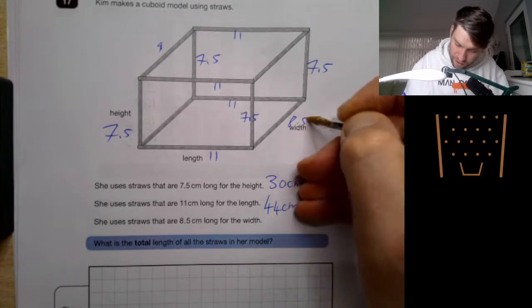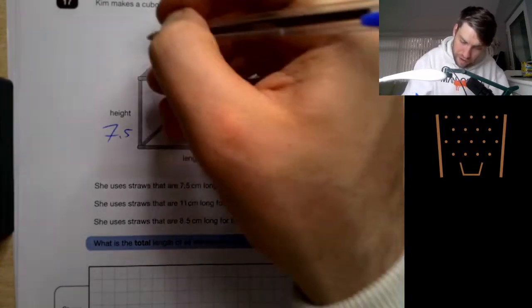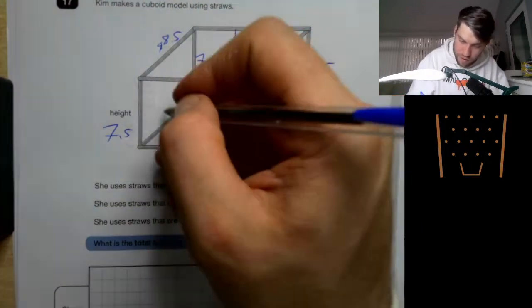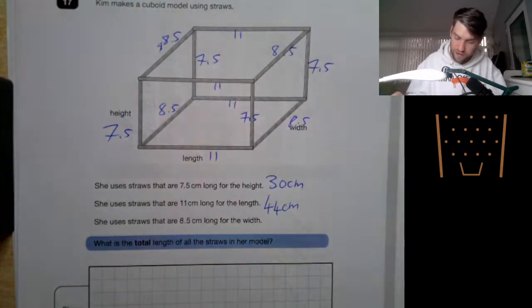That's 8.5. 8.5. 8.5. Got any more? 8.5. So it's basically 4 of each, isn't it?